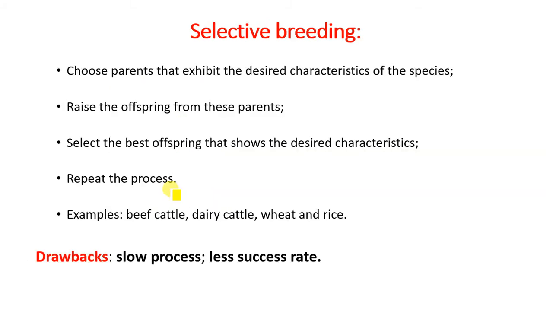Now, selective breeding is another method, and it follows a process. It has to do with human intervention, where you choose the parents, the plant or animal that exhibits the desired characteristics of the species, and raise the offspring from these parents.